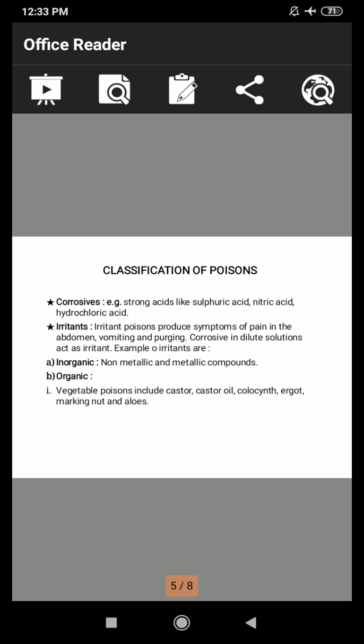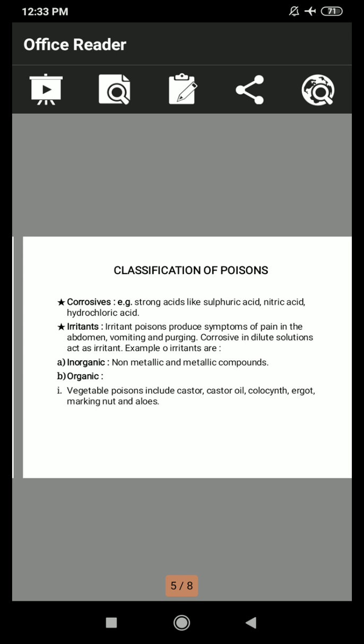For example, irritants are first inorganic, then organic and mechanical. The first is inorganic: non-metallic and metallic compounds. The non-metallic poisons are phosphorus, chlorine, bromine, iodine and boron. The metallic poisons are arsenic, antimony, mercury, silver, iron, then copper, bismuth and lead.